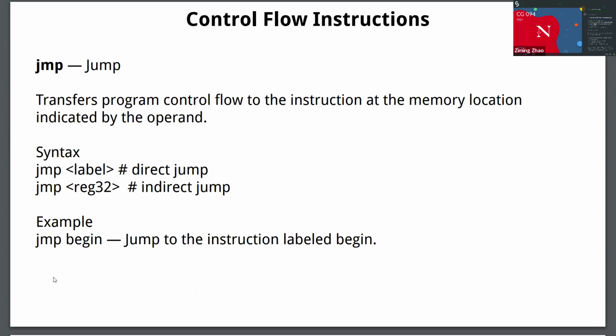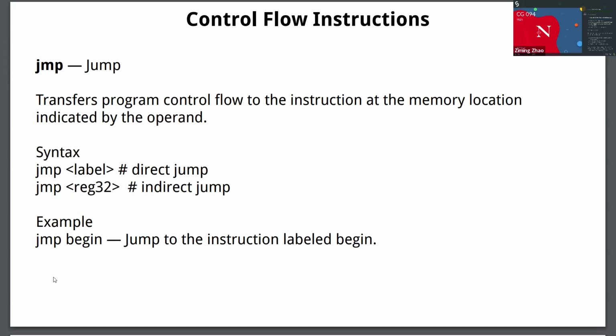Then control flow instructions. When you have a piece of program, a piece of instructions, they will be executed one by one, right? One after another. Unless there are control flow instructions, then the control flow will not go to the next instruction but somewhere else. So one of the control flow instructions is just a jump instruction. At the assembly code level, you can jump to a label. You can also jump to a register. So you can see the difference between those two.